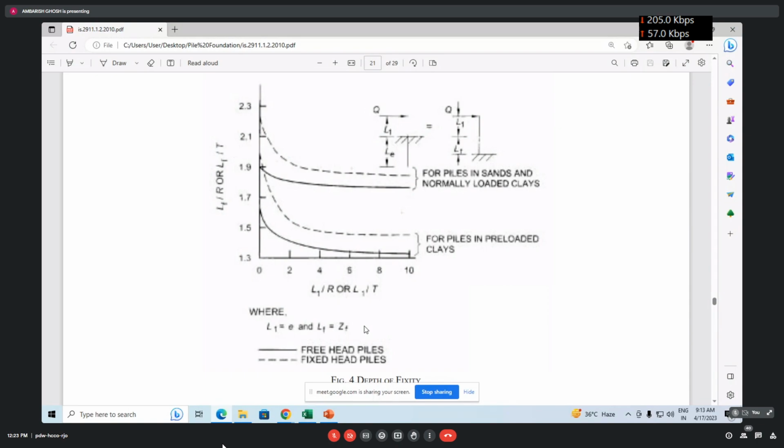If you have any doubt, you can ask me. Now again, you can see two conditions. One is piles in sand and normally consolidated clay, and for piles in preloaded clays, this is the chart. Now again, in between the two charts, one is a dashed line, the fixed headed pile, and another is the free headed pile. So depending on soil type and the fixity at the pile head, we will calculate the LF value from this chart. Any doubt, you tell me.